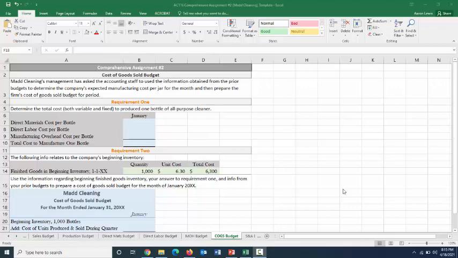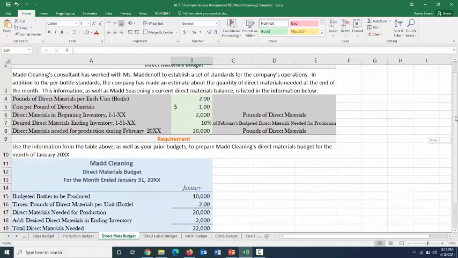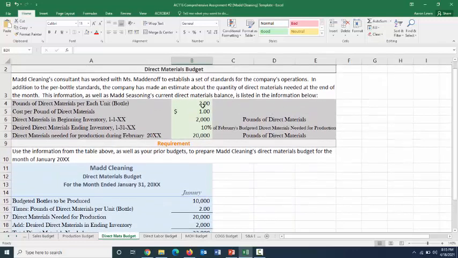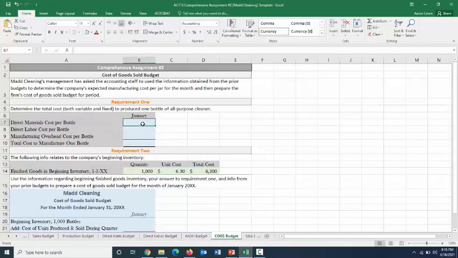Well, that can be found by summing up your direct material cost per bottle, your direct labor cost per bottle, and your manufacturing overhead cost per bottle. So for our direct materials cost per bottle, let's go back briefly and reference our direct materials budget. Our direct materials budget told us that each bottle we make is going to take 2 pounds of direct materials, and each pound is going to cost us $1 a piece. Well, if it takes 2 pounds per bottle at a rate of $1 per pound, that means the total direct material cost to produce one bottle is going to be $2. So our direct material cost per bottle is $2.